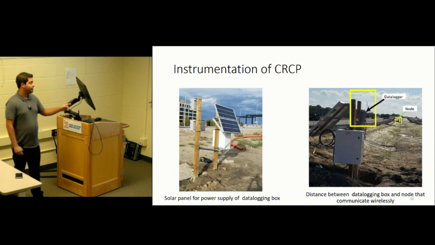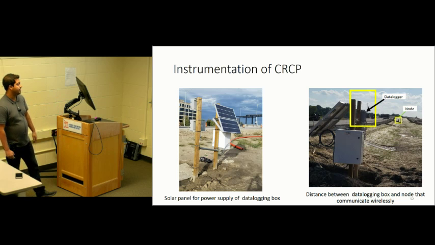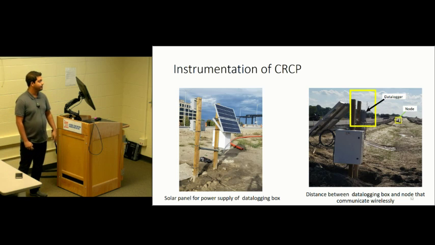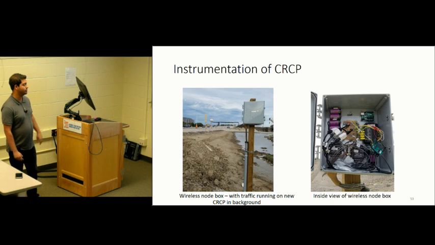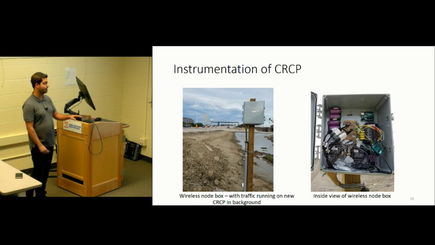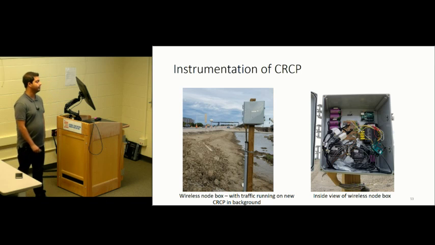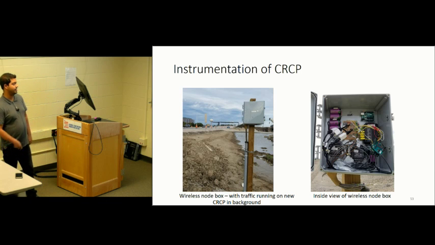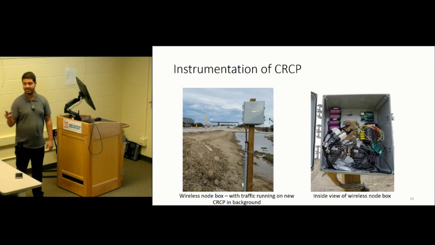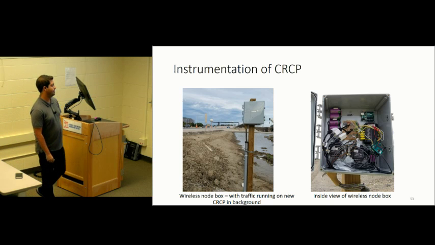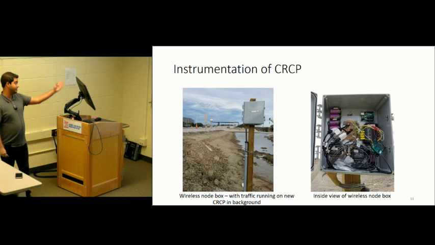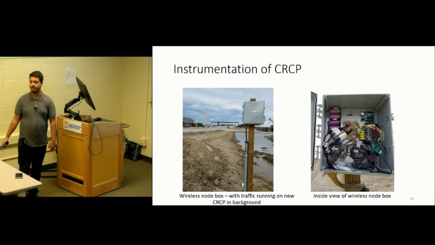The data logger consumes more power, so we have provided a solar panel for the data logger, but all the other nodes are individually powered by batteries. The figure on the right shows the complexity of the box in the node. Each of these nodes is powered by small D-size batteries. And the picture on the left shows the wireless node box with traffic running. The road has already been open to traffic.